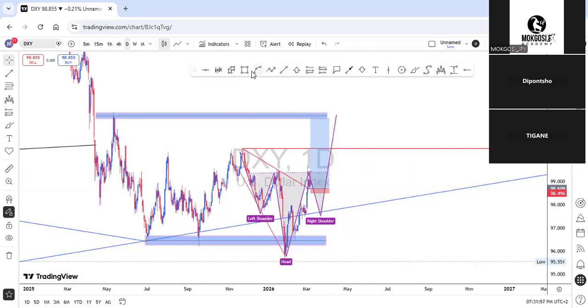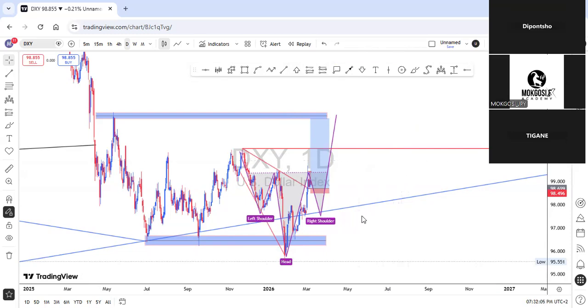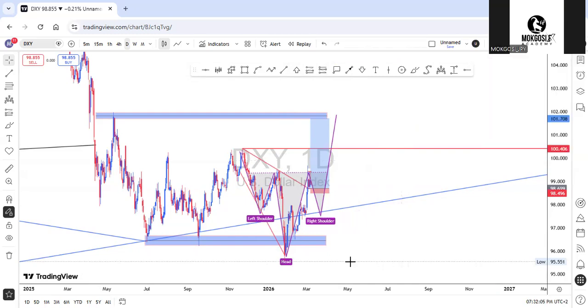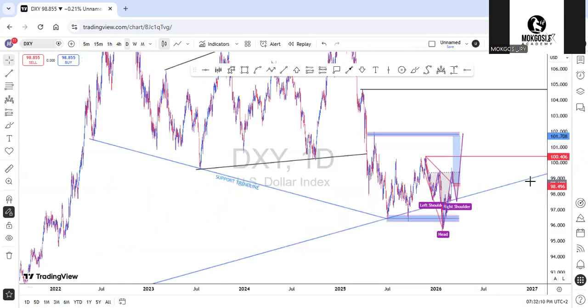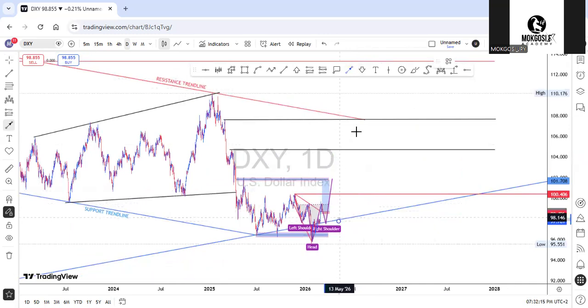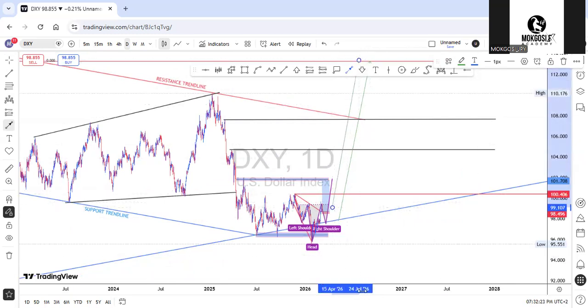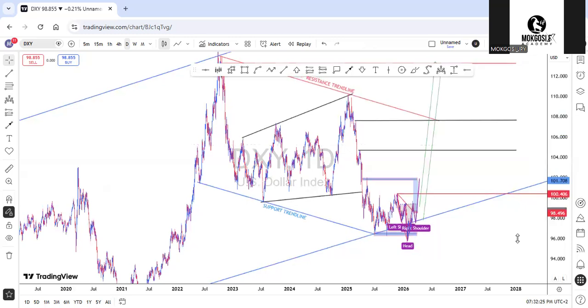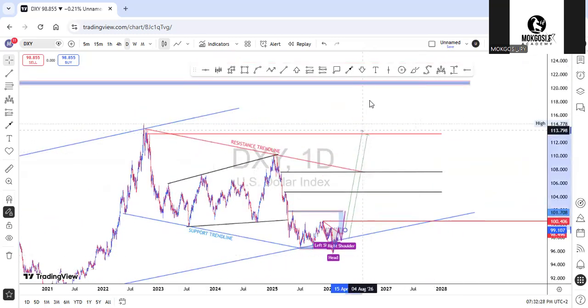That's a probability and possibility. Okay, so let's continue again. Let's move. Our target as a long term is something like this, to this high. But the target that we're going to target is a 90% rule of the pattern.